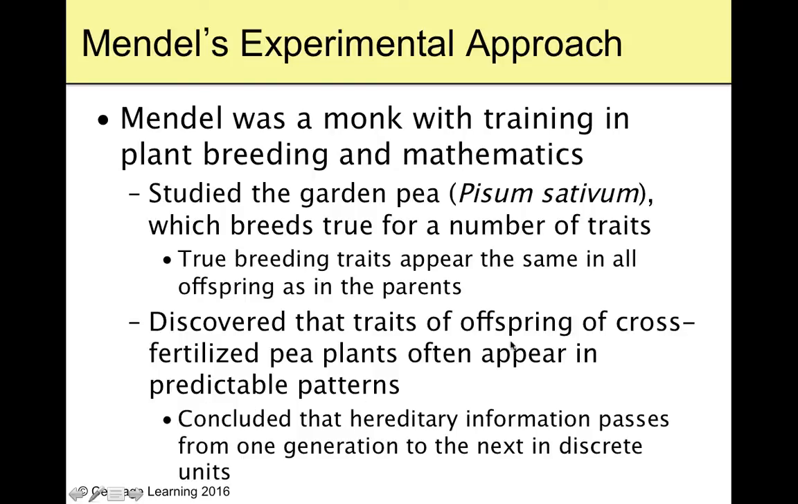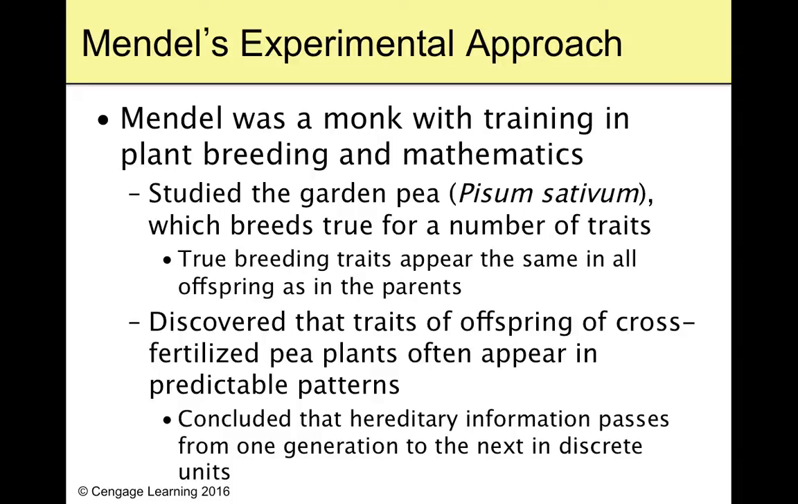So he discovered that these traits of offspring in these cross-fertilized pea plants appeared in predictable patterns. What that means is he took all his purple flowers and all his white flowers, and he bred them across. A purple flower bred with a white flower, and another purple flower bred with a white flower. Plant all the seeds, grow them, and see what they look like. How many are purple and how many are white? Because he was such an awesome math nerd, he started to get some pretty predictable ratios, and he thought, hey, there's some information here that is being carried on in a predictable amount. And that was kind of cool.